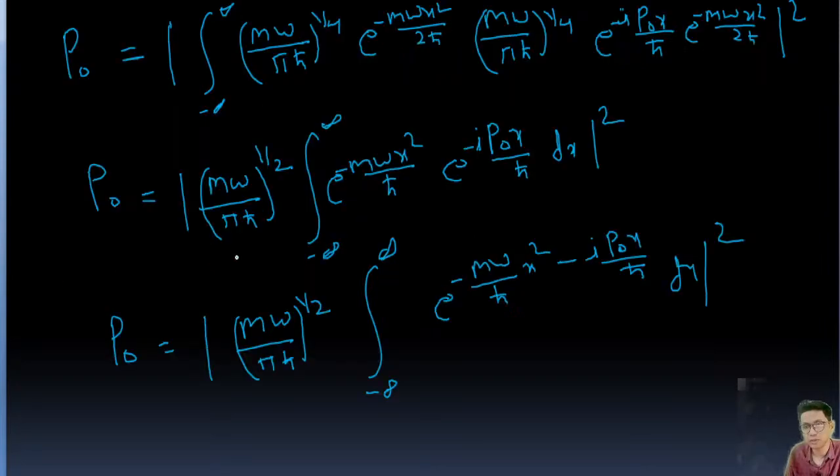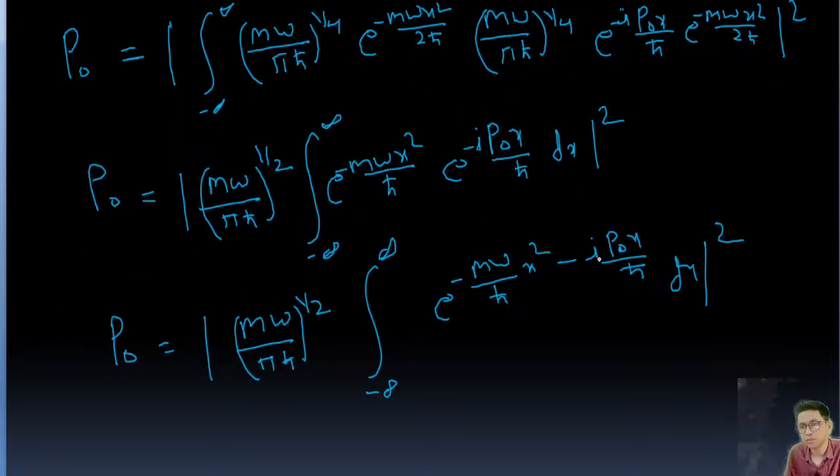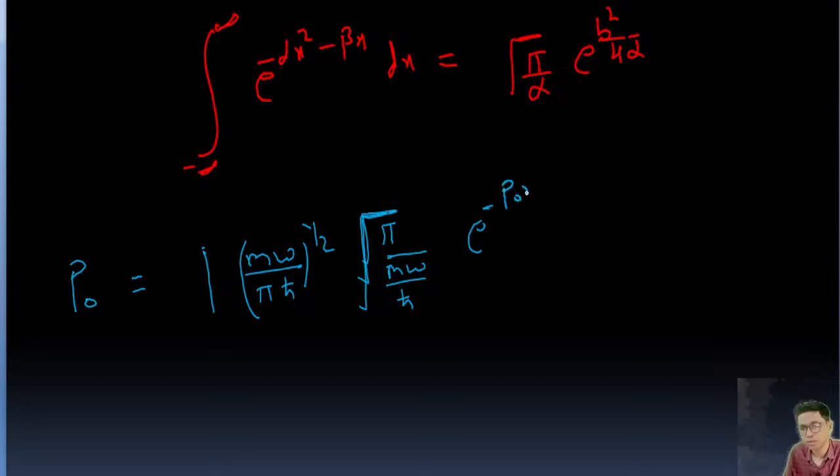B square means this one, b beta x, right? So b square means iota p naught x square upon h cut square. Iota square is minus 1, right? So this is going to be minus p naught x upon h cut square upon 4 alpha, 4 into m omega upon h cut. And this mod square.